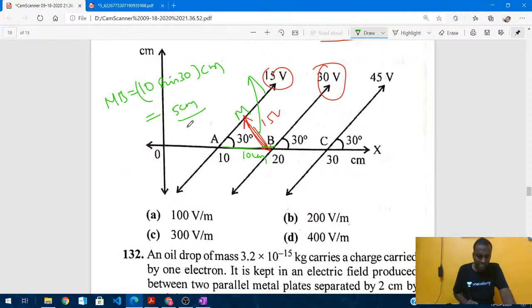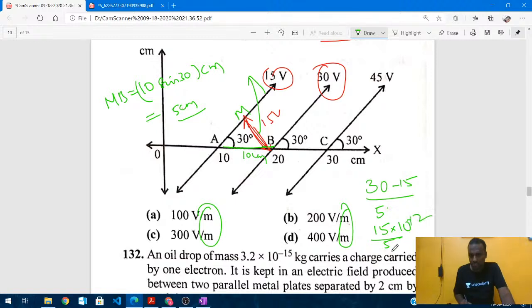So over here 5 centimeter. The potential difference, how much, students? Sorry, 30 minus 15, by 5 centimeter, gradient of potential. So 15 by 5 centimeter. If you convert to meters, because the options are given in meters, we get minus 2 meters, so plus 2 it comes, so 300 volt per meter. Option C, students. Yes, students, got clear? Option C it will come.